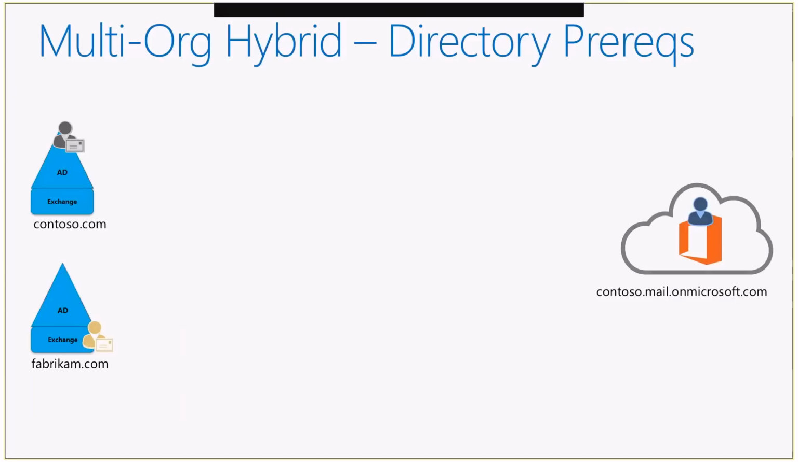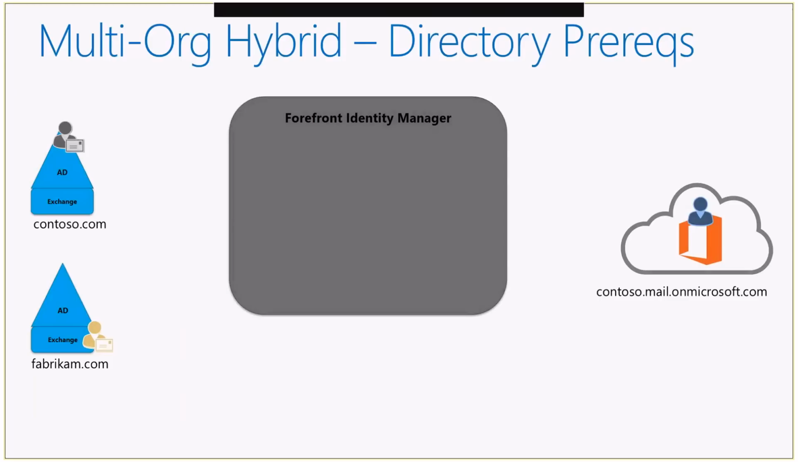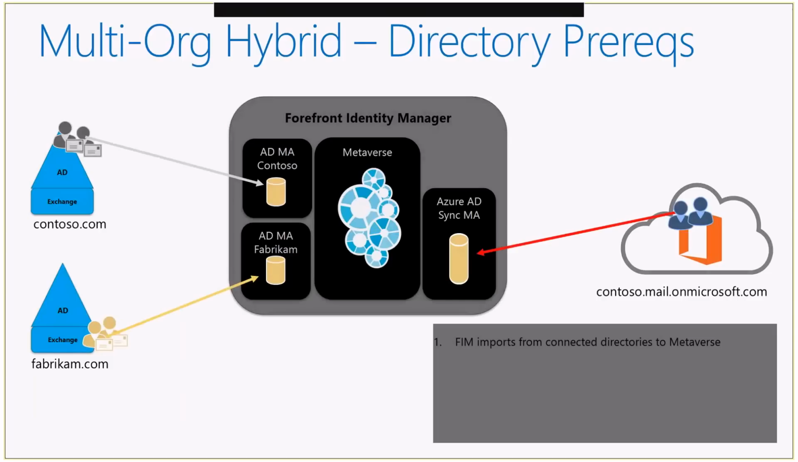So, multi-org prerequisites. Let's say we had this environment where we had the Contoso.com forest, the Fabrikam forest, and then a single tenant of Contoso.mail.onmicrosoft.com. What you would basically do, and we have documentation for this, is you would install Forefront Identity Manager, FIM. When you installed FIM, you would configure it to have one management agent that connects to the cloud, and then you would create one management agent for both Contoso and Fabrikam. So you would end up with three management agents. You'd pull in from the Contoso and Fabrikam management agents into the metaverse, then you'd push out to the single management agent that connects to Office 365.